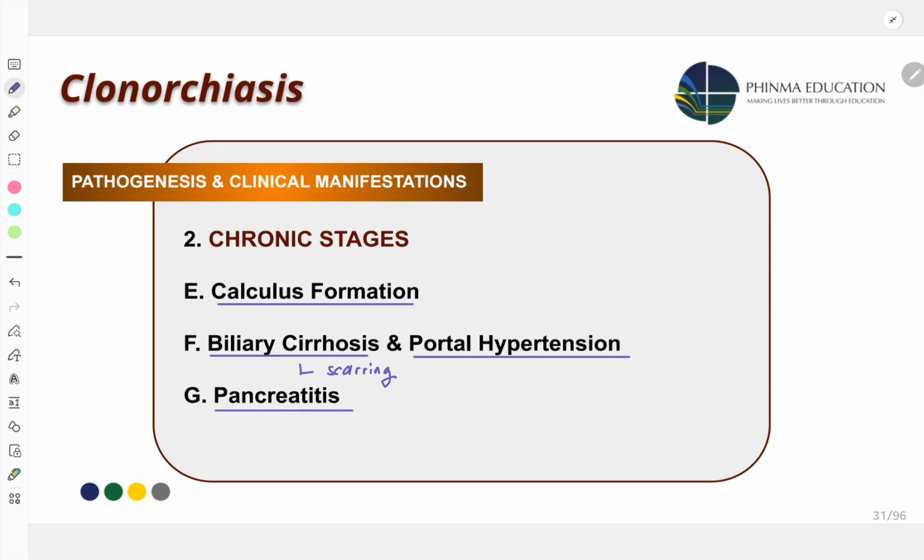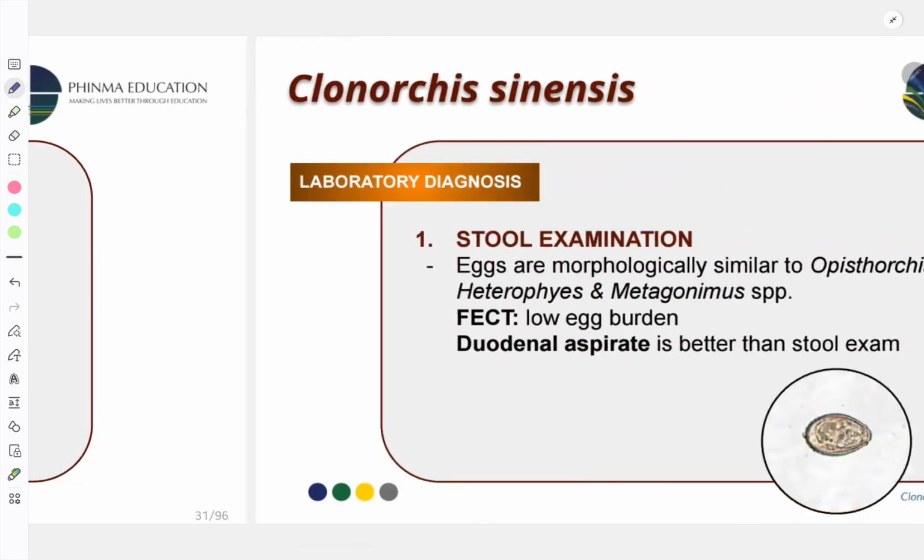And there is also pancreatitis. Remember that Clonorchis can also reach the pancreas, aside from your liver and your bile duct. So it is possible that your pancreas will also be inflamed if it reaches your pancreas.